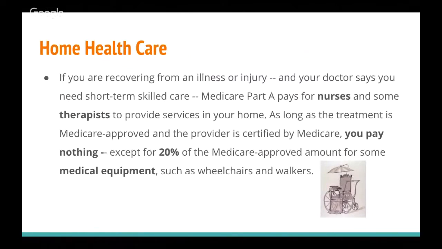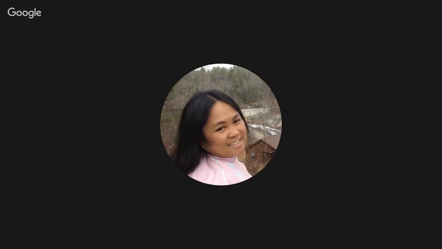For home health care, if you're recovering from an illness or an injury, for example a knee replacement, you finish the hospitalization, you don't need a skilled nursing facility, but you need home health care. For example, you need regular lab draws because you're on a blood thinner, or you need to see a physical therapist because you cannot leave the house, but you want to recuperate at home. Home health care usually happens under the direction of the doctor. Medicare Part A pays for the nurses and therapists for those services. As long as the provider is certified by Medicare, you pay nothing. You pay 20% of the Medicare-approved amount for durable medical equipment like wheelchairs and walkers, those that are appropriate and Medicare covers.